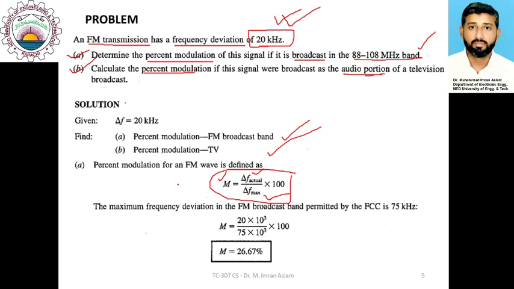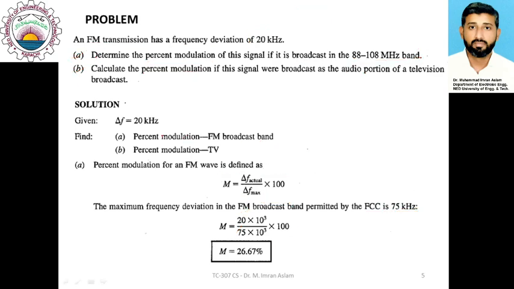And we know that for the audio portion of the FM broadcast band, the FCC has set the upper limit of frequency deviation to be 75 kilohertz. So the maximum allowed frequency deviation is 75 kilohertz, whereas the actually used frequency deviation is 20 kilohertz only. If we divide these two, 20 divided by 75, we see that the percentage modulation comes out to be 26.67% for the case where we are using the FM broadcast band for transmission.